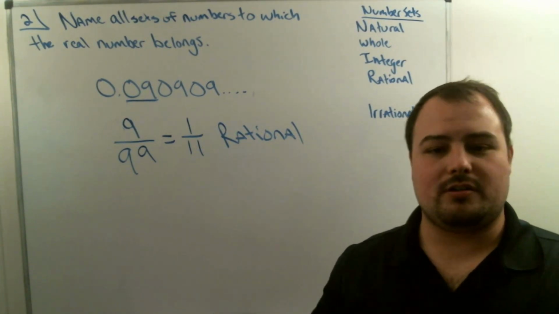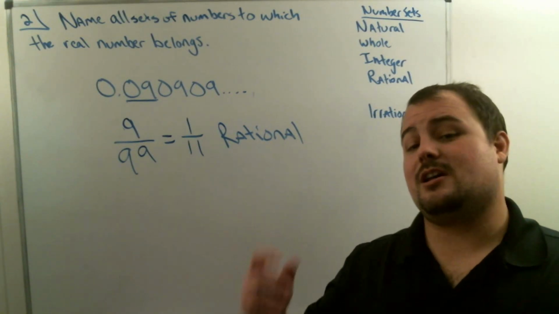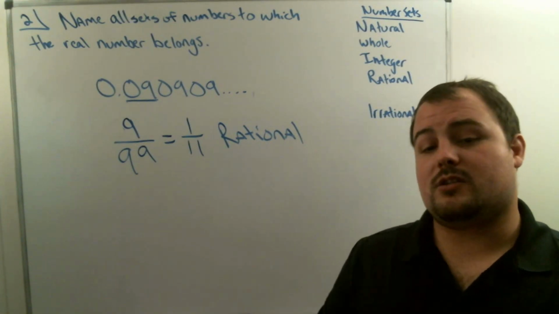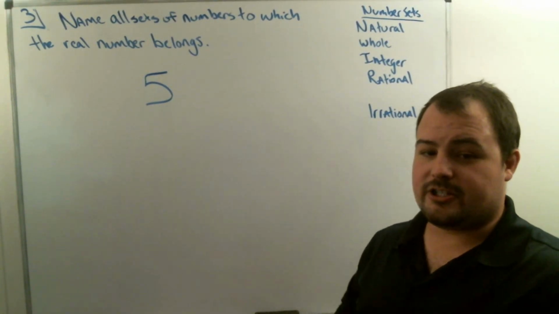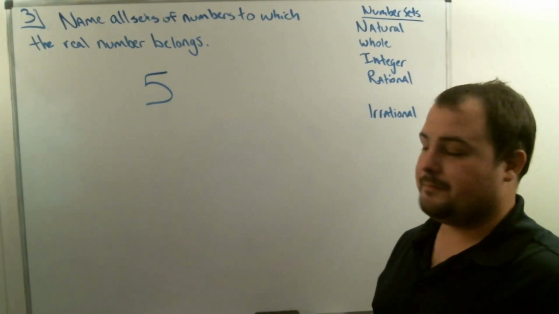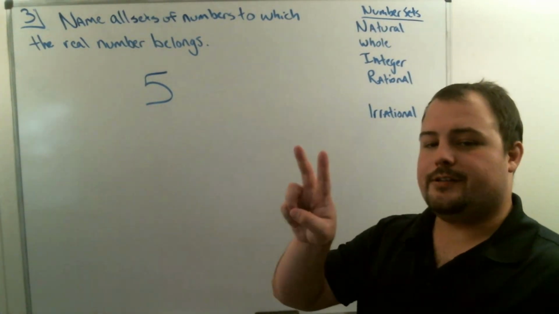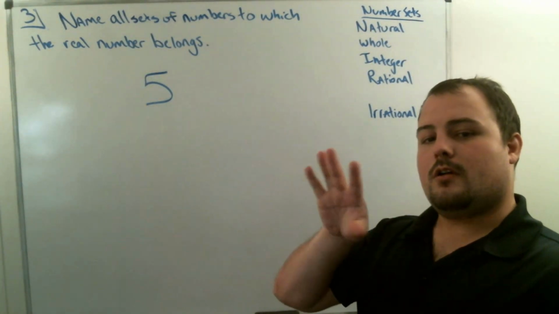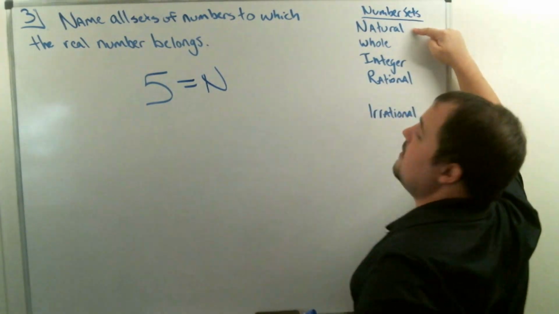I'm going to give you some more to practice. So we're actually going to do quite a few examples just to make sure we can tell where they belong. And that's what we're going to do. All right, so I decided to give you the whole number 5. Our job is to figure out where 5 belongs. Well, when our parents teach us how to count, they teach us 1, 2, 3, 4, 5. So 5 is a natural number, so I'm going to write N for natural.